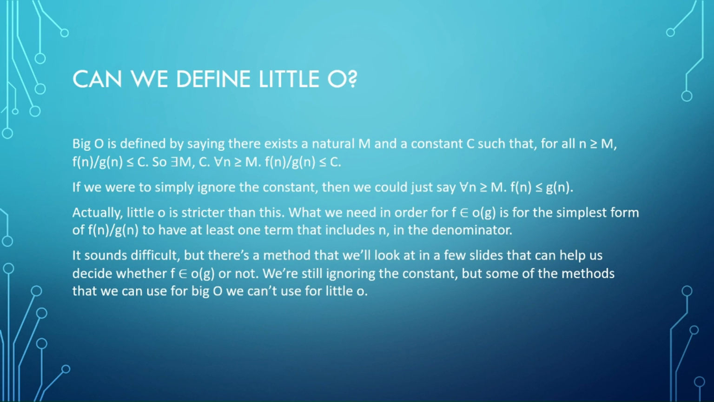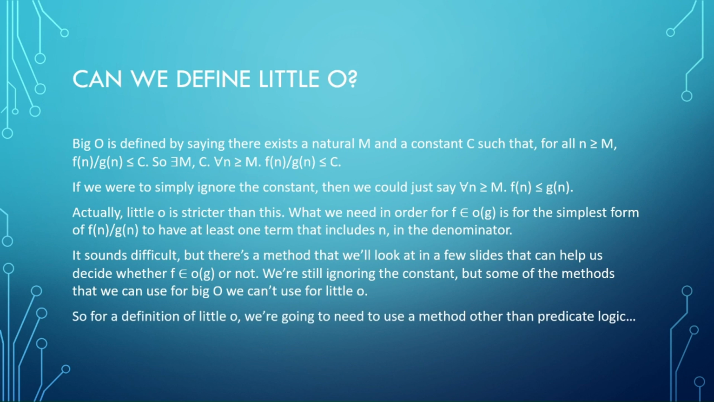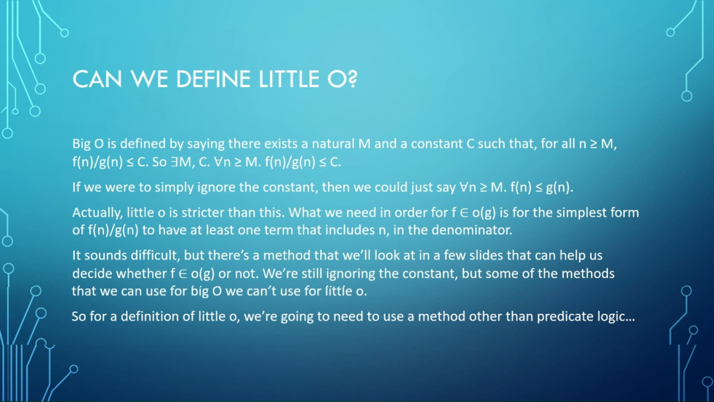Yes, that is correct. That's the method that we're going to use. So we're still ignoring the constant, but some of the methods that we can use for big O we can't use for little o. So for the definition of little o, we're going to need to use something other than predicate logic, which is limits, as Shay puts it in the chat.